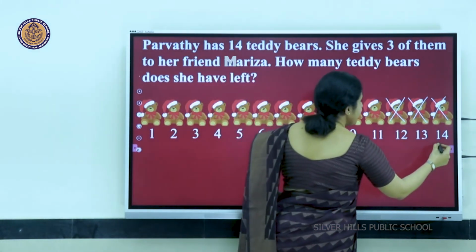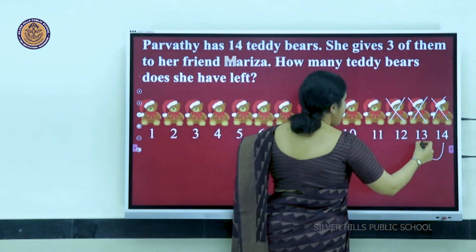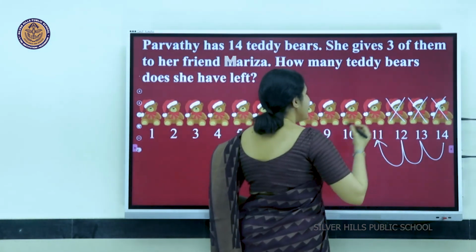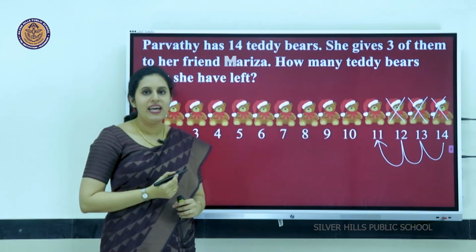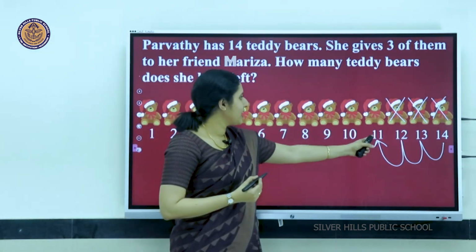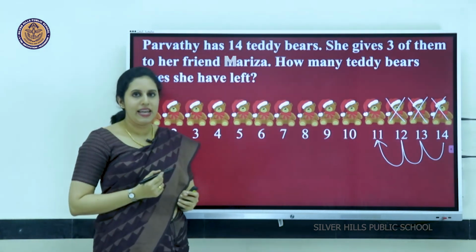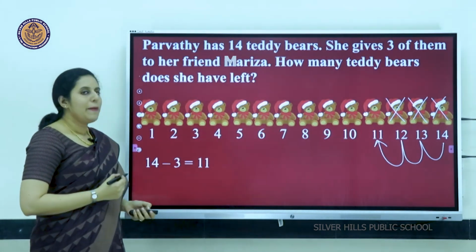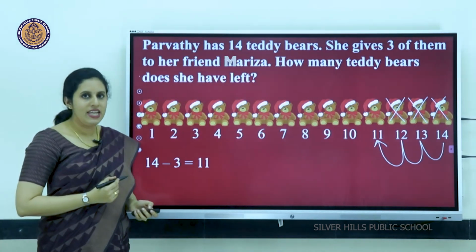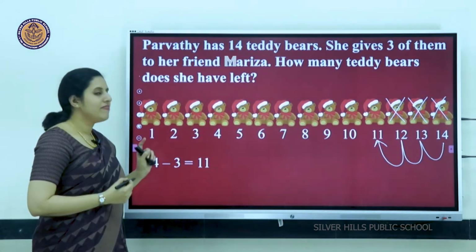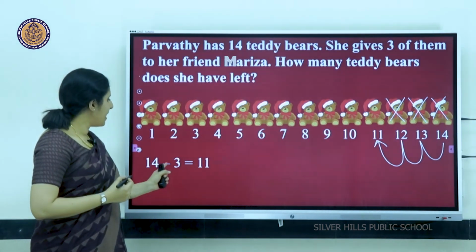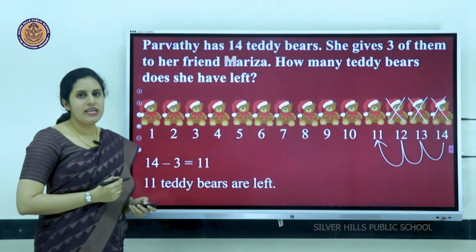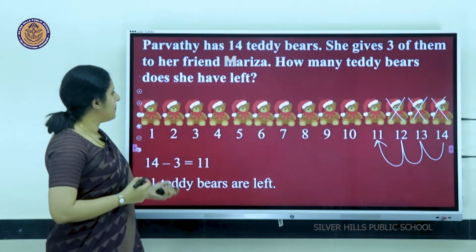Now, to know how many teddy bears are left, let's count back. Once, twice, thrice. Why did we jump back 3 times? Because 3 teddy bears were given away. So, now how many are left? Yes, 11 teddy bears are left. So, how do you write that using a subtraction sentence? 14 minus 3. Why did you write 14 minus 3? From the 14 teddy bears, 3 were given away. That is why 14 minus 3, and that is equal to 11. Yes, so 11 teddy bears are left, and that is the answer to the problem.